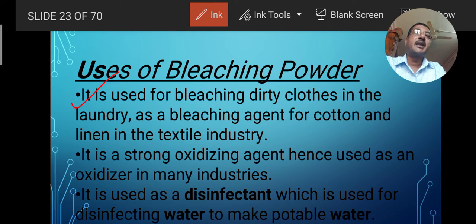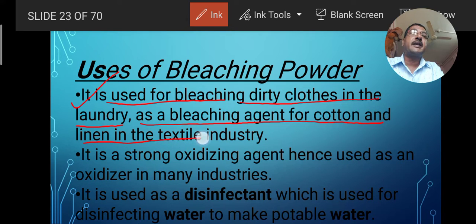Number 1, it is used for bleaching dirty clothes in the laundry. Especially it is used in laundries. It is also used as a bleaching agent for cotton and linen in the textile industries. People are using it. Another is, it is used as a strong oxidizing agent, hence it is used as an oxidizer in many industries.